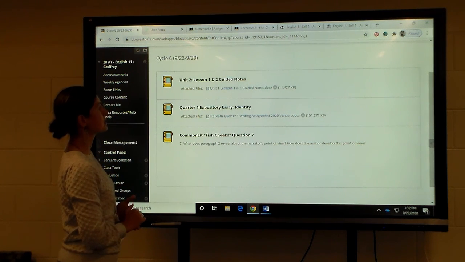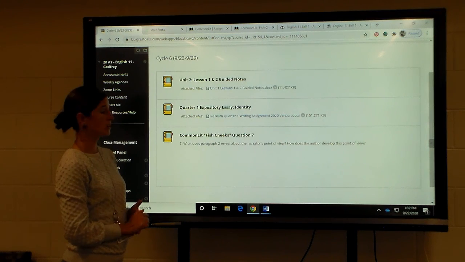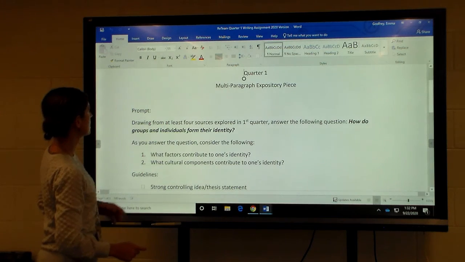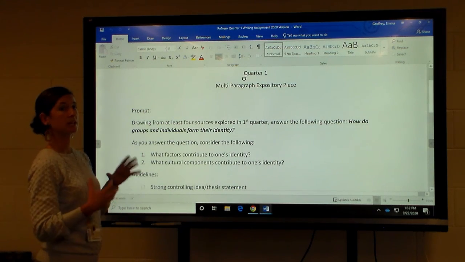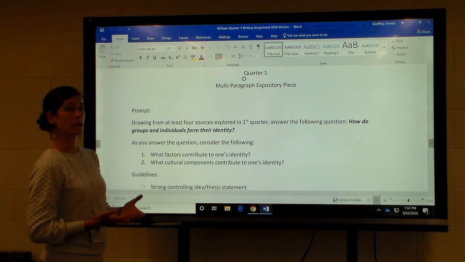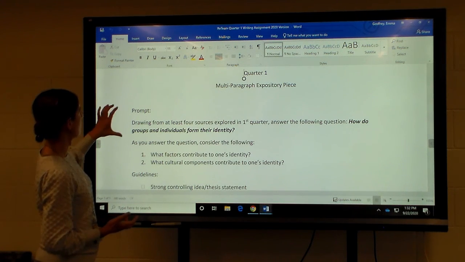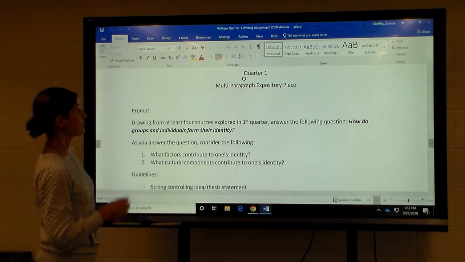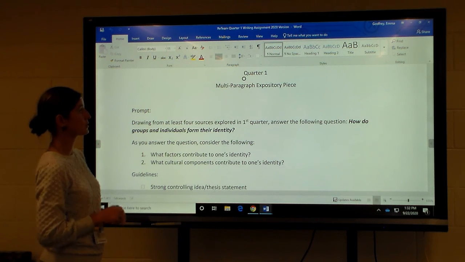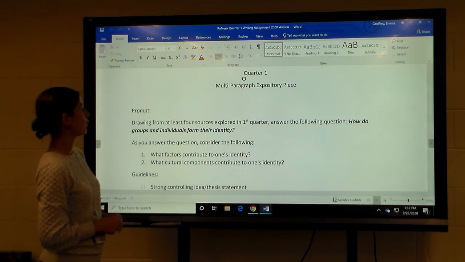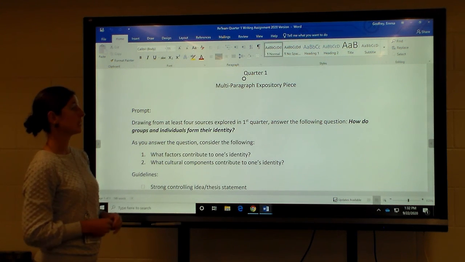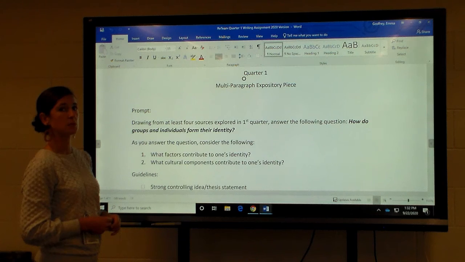So it says Quarter 1 expository essay, and the topic is going to focus on identity. So I don't want to go into too much detail yet, but your writing prompts, so you understand what you need to be thinking about as you're reading the stories and as you're looking at the writing process, is going to be on this prompt. So drawing from at least 4 sources explored in Quarter 1, and we're starting with that Fish Cheeks story. That's the first reading you'll pull from. Answer the following question. How do groups and individuals form their identity? So Fish Cheeks is really going to focus on culture and how that could be a part of someone's identity.